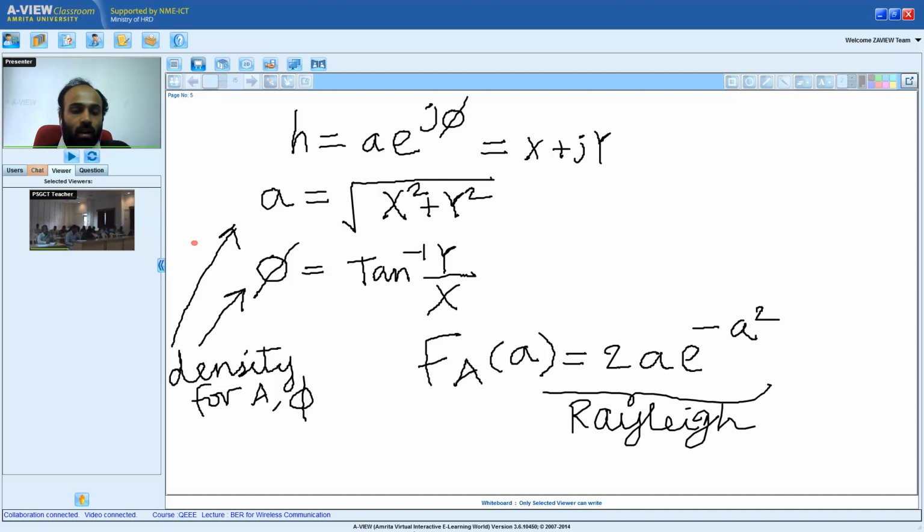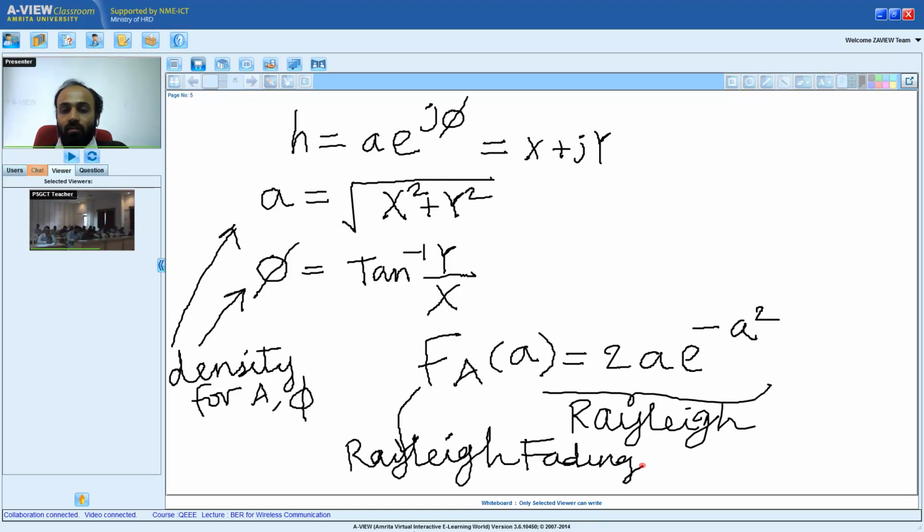So this is distributed as Rayleigh random variable. Therefore, the fading channel is also known as the Rayleigh fading channel. Why is this known as the Rayleigh fading channel? Because the amplitude is Rayleigh distributed.